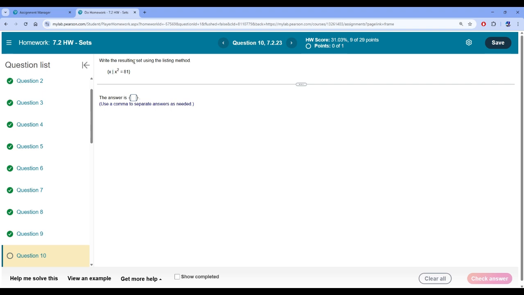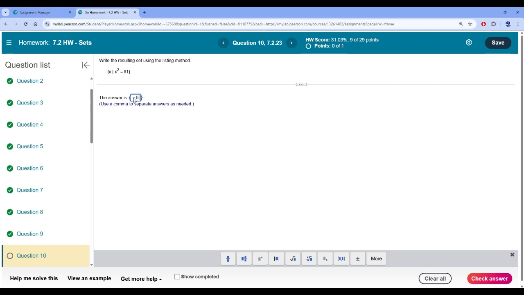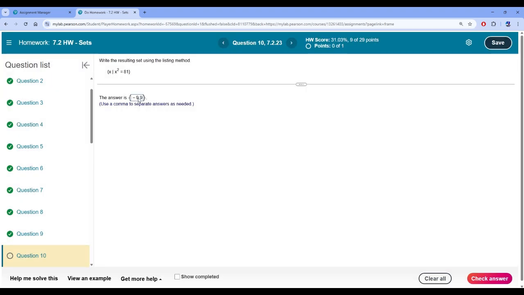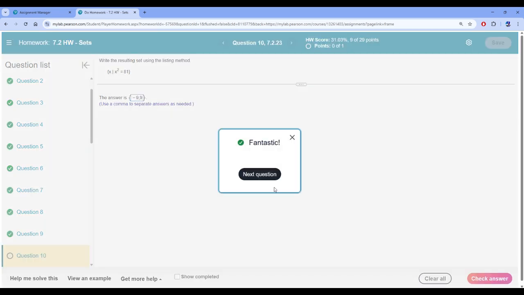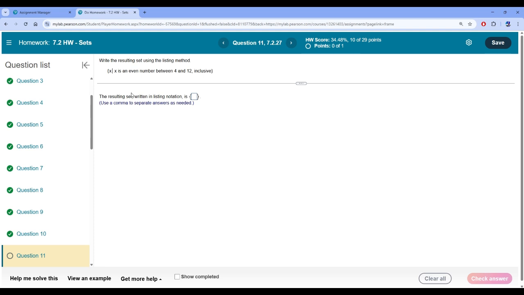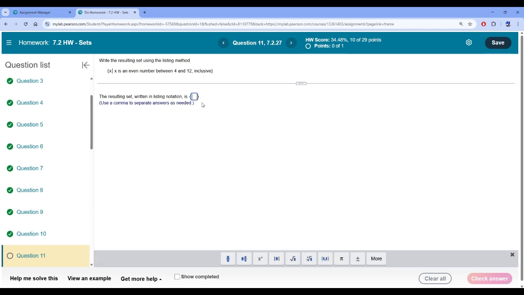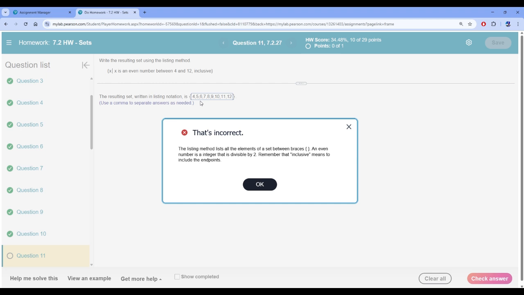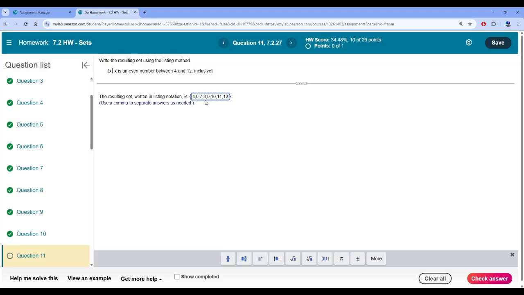Write the resulting set using the listing method. X such that x squared is equal to 81. So I'm going to go with negative 9 and 9. Not 0.9, comma 9. Oh my goodness. Delete comma. Cool. X is an even number between 4 and 12 inclusive. So what would my set be? 4, 5, 6, 7, 8, 9, 10, 11, and 12. And listing notation. Oh, even numbers. So 4, 6, 8, 10, 12.